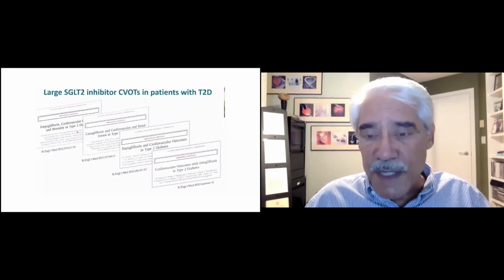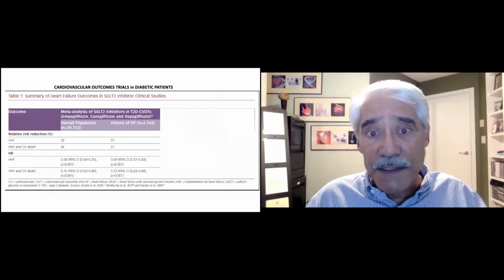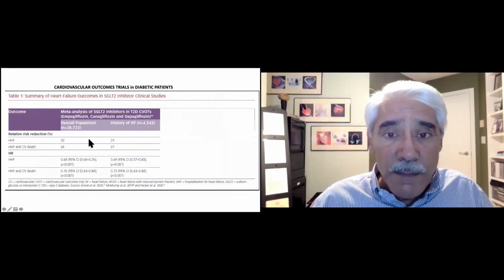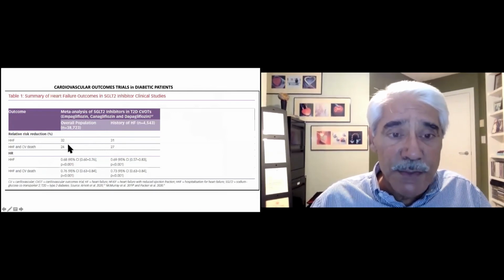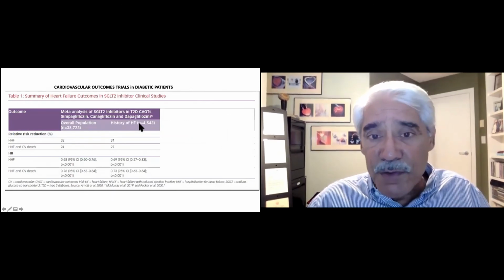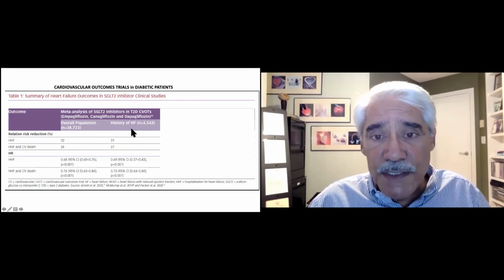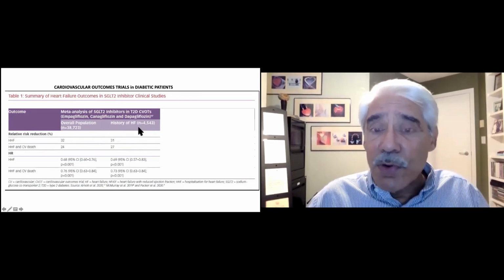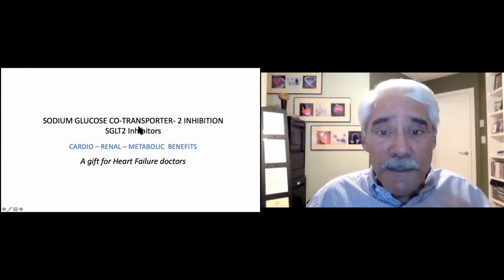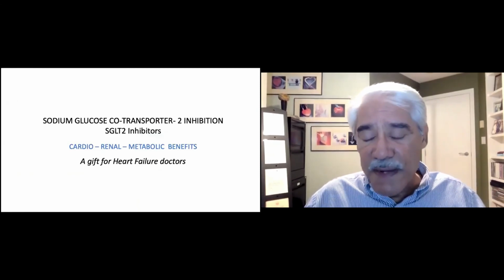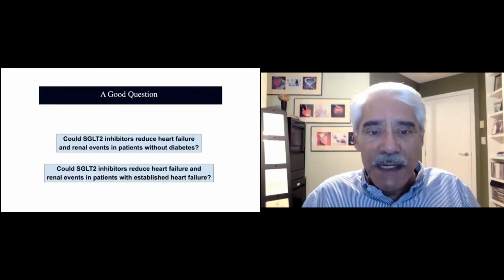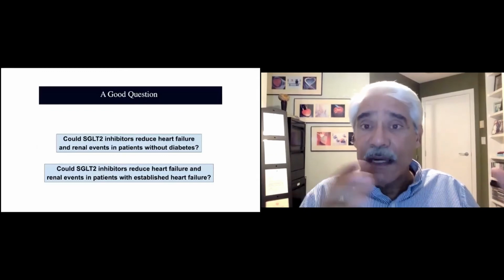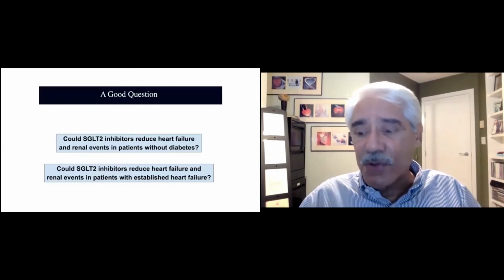So 4 major trials were done, the outcome trials in diabetic patients, and they all clearly showed that in the overall population, there was a 30-some% decrease in heart failure hospitalization, and about 25% decrease in heart failure hospitalization or death. This occurred in the overall population, and it also occurred in the population who already had heart failure. So then we said maybe they have this benefit in heart failure management rather than just being an anti-diabetic drug. So we needed to test the SGLT2 inhibitors in heart failure patients, whether they had diabetes or not.